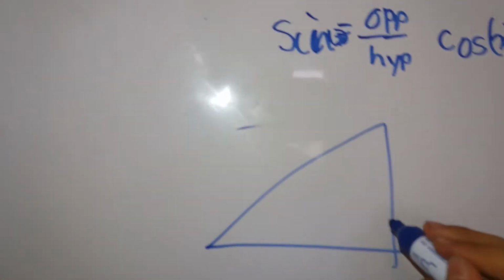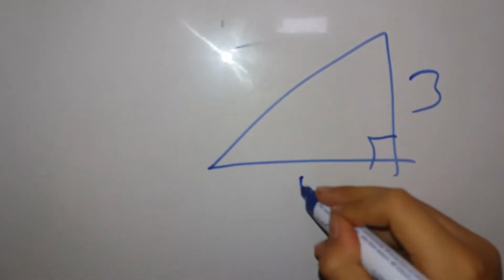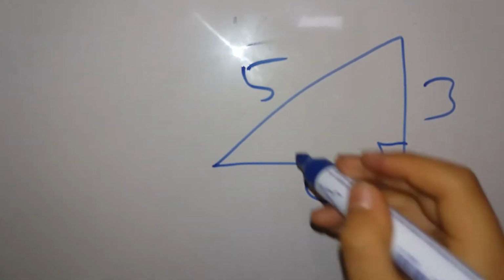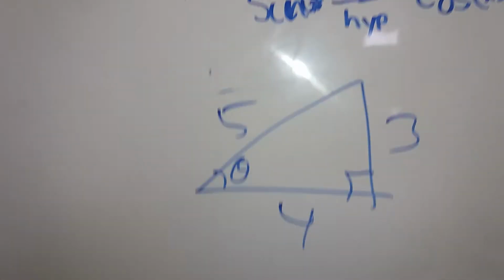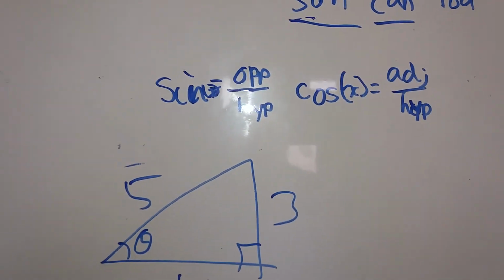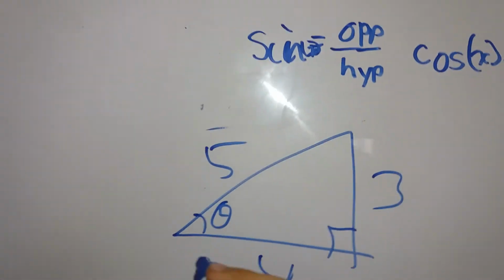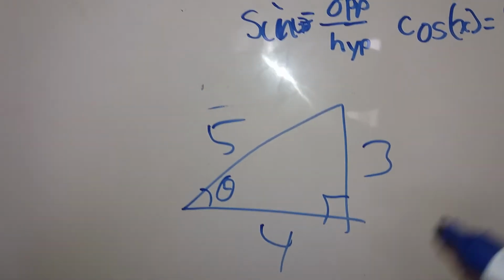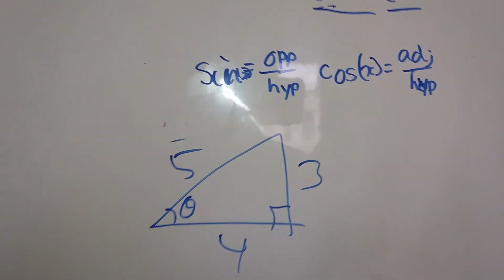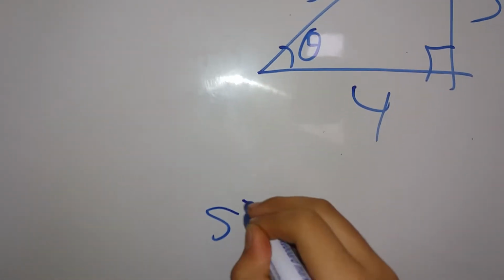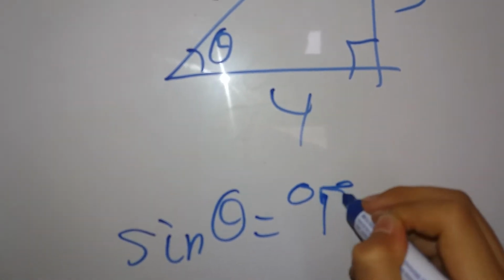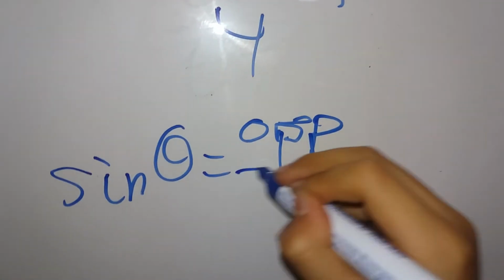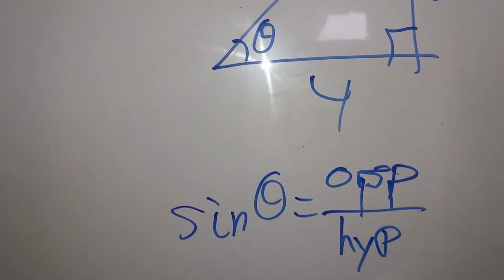Let's see about right triangles. I'm going to draw a general 3, 4, 5 right triangle, and let's call this angle theta. It's a Greek letter. So what is the sine of theta in this right triangle? The sine of theta means opposite over hypotenuse. Let me write that. Opposite over hypotenuse.